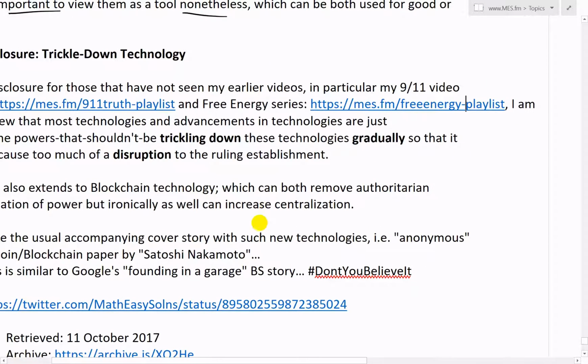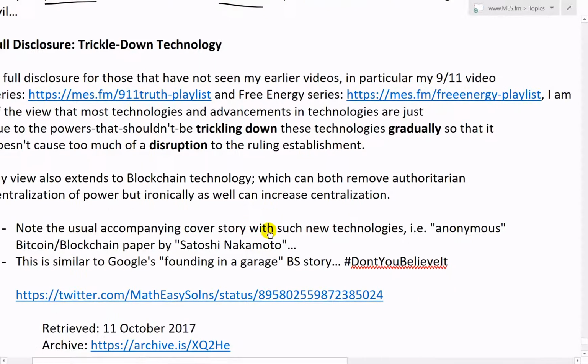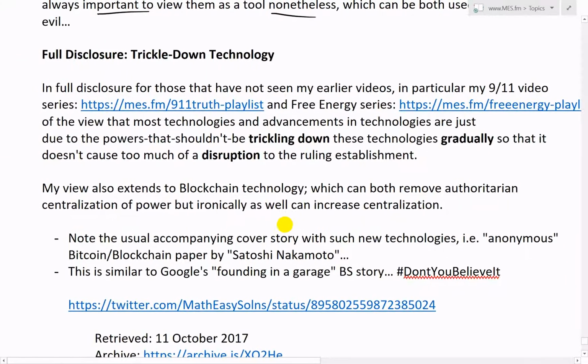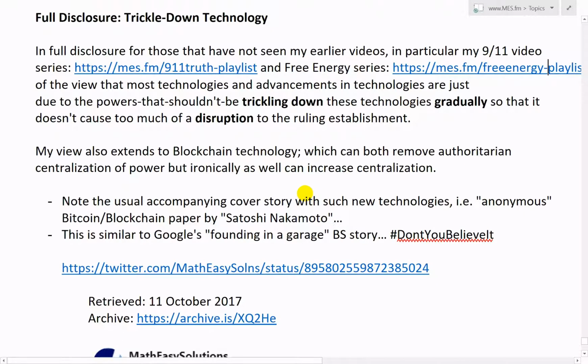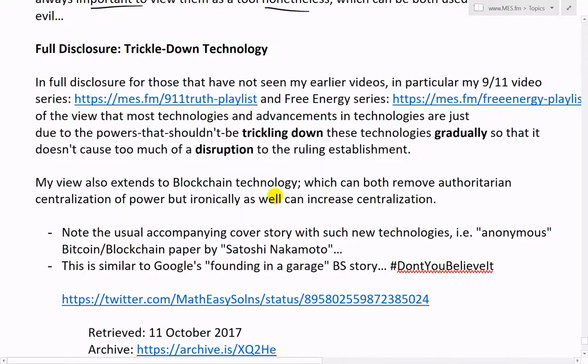I am of the view that most of these advancements in technologies are just due to the powers that shouldn't be trickling down these technologies. If you see my earlier 9/11 video, I believe there's some free energy tech used to turn all the towers into dust.